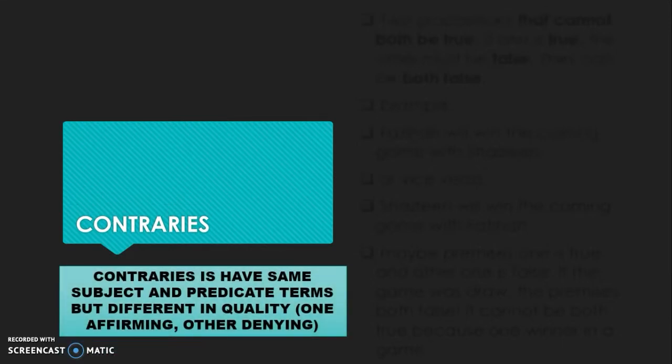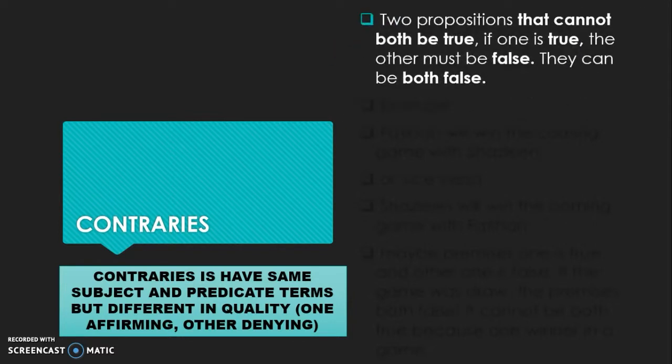Contraries. What is contraries? Contraries have the same subject and predicate terms but differ in quality, one affirming and the other denying. Another definition says two propositions that cannot both be true. If one is true, the other must be false. They can be both false.